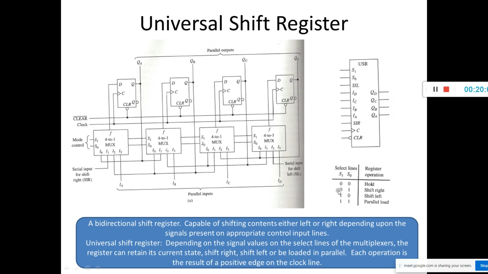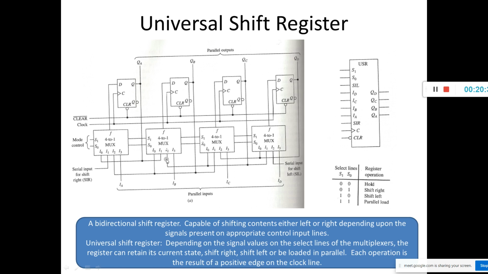Next, if the select line is 0 1, it will shift right. How? See here, 0 1 means I1 is selected. I1 is the serial input for shift right, SIR. So the I1 data is selected, goes to F, and the output goes to the next stage. So here it will be shifted right.